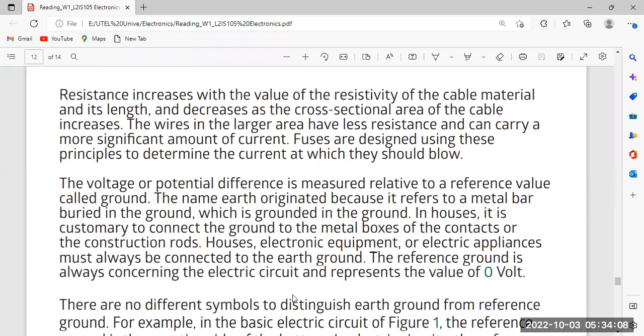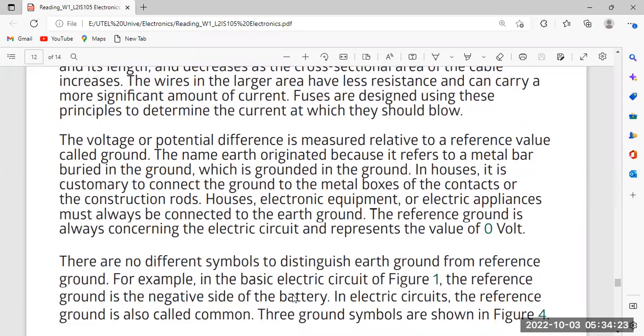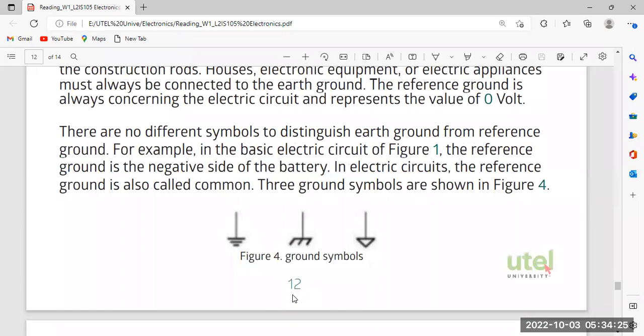The reference ground is always concerned with the electric circuit and represents the value of 0 volts. So this thing is important to understand, that the ground is always referred to as 0 volts. Now the ground is represented by these symbols. These are the three different symbols which normally are used in electric circuit books, but they all represent the earth or the ground.